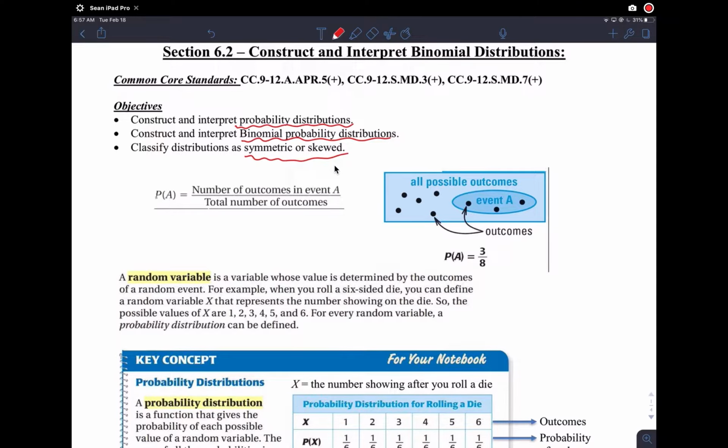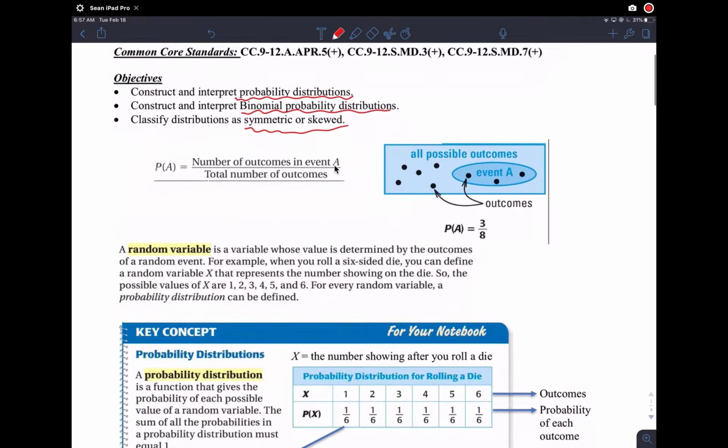And so let's look at this first. First of all, we're going to talk about probability. If we're going to talk about a probability distribution, then we should talk about what is probability. So probability is usually defined like this. The probability of an event A is the number of outcomes in the event A divided by the total number of outcomes.